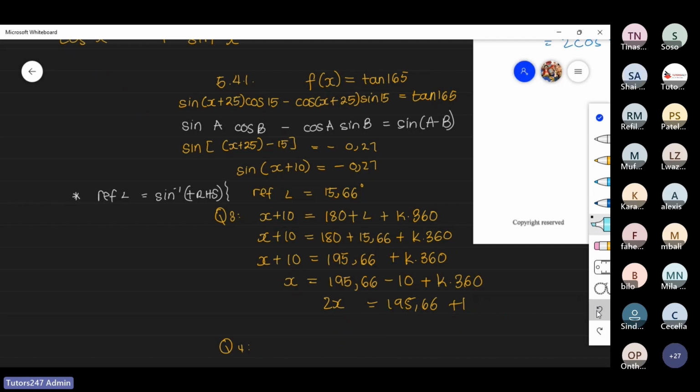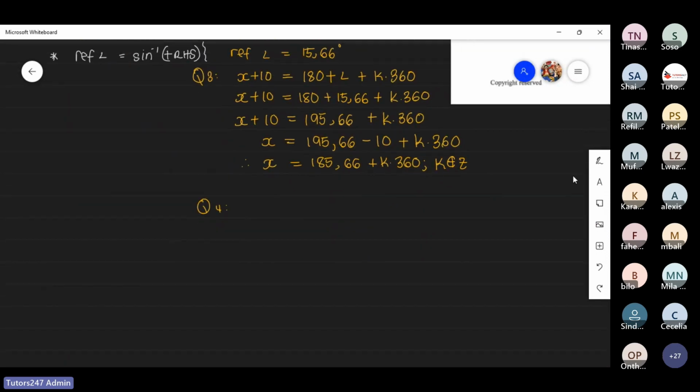Now, let us go back to the original question at hand. Now, from here, all we need to do is subtract that 10. So we can therefore conclude that x within the third quadrant is equal to 185,66 plus k times 360. And when you are getting your final answer for that particular quadrant, don't forget to include where k is an element of integers. Okay. Now let's move on. That is the third quadrant. That is our first part of our answer within the third quadrant.